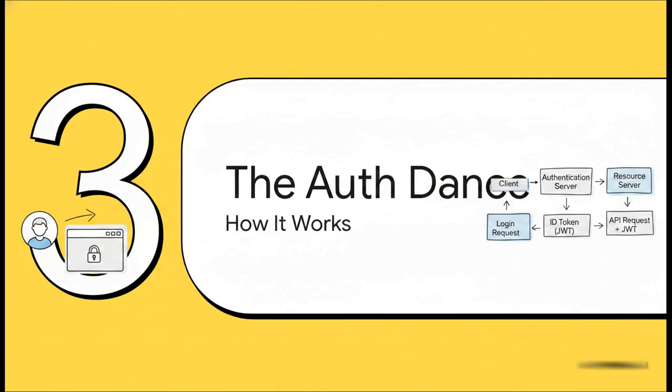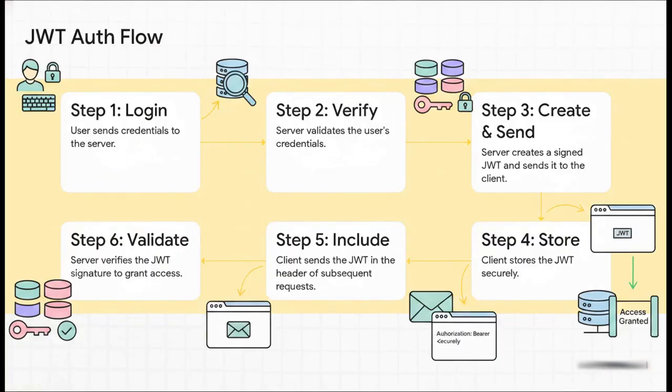All right, so we've taken the token apart, we've looked at all the pieces. Now let's put it all together and see how this whole system works in a real application. Let's walk through the authentication dance. It's a pretty elegant 6-step process. Step 1, user logs in. Easy enough. Step 2, server checks if the password is correct.